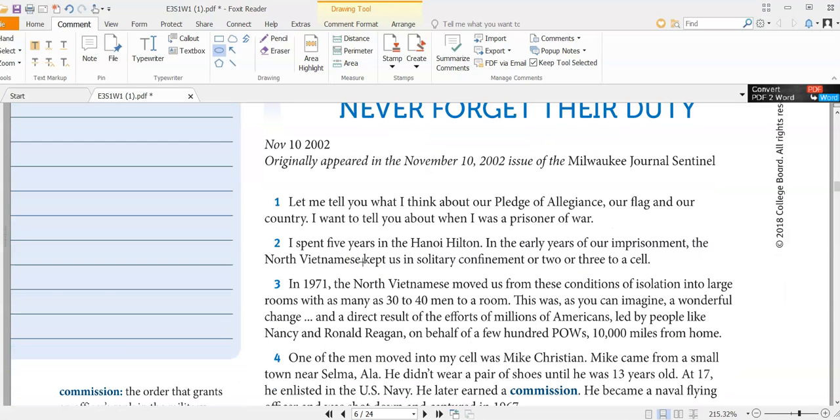So to begin with, let me tell you what I think about our Pledge of Allegiance, our flag, and our country. I want to tell you about when I was a prisoner of war. I spent 5 years in the Hanoi Hilton. In the early years of our imprisonment, the North Vietnamese kept us in solitary confinement for 2 or 3 to a cell. In 1971, the North Vietnamese moved us from these conditions of isolation into large rooms with as many as 30 to 40 men to a room. This was, as you can imagine, a wonderful change, and a direct result of the efforts of millions of Americans, led by Nancy and Ronald Reagan on behalf of a few hundred POWs 10,000 miles from home.